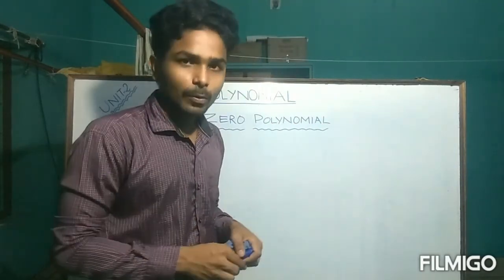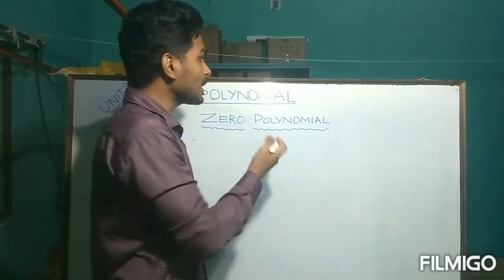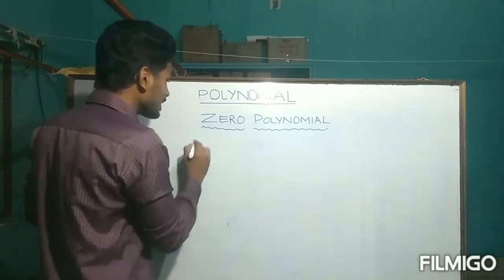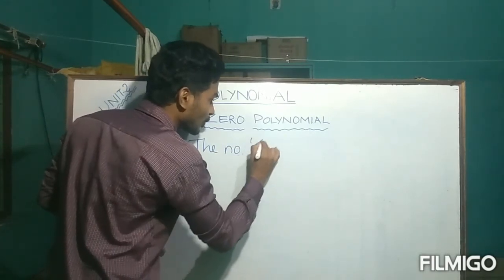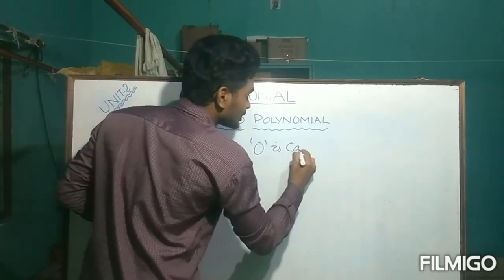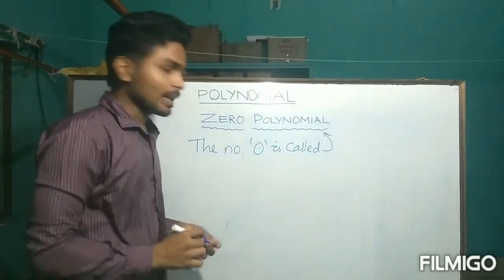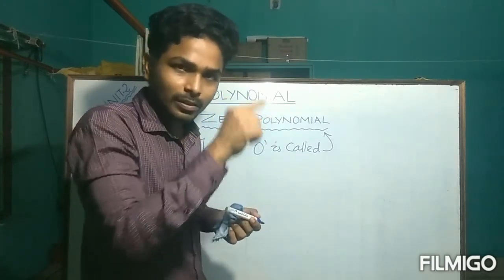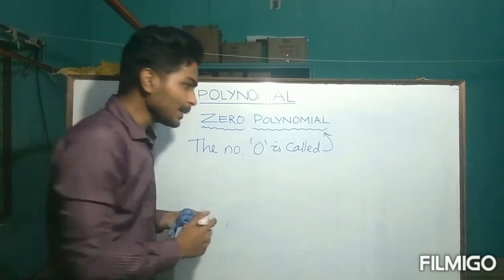Let us discuss a new polynomial, that is the zero polynomial. So what is a zero polynomial? The term zero polynomial means the number 0 is called the zero polynomial. In the set of integers, 0 is placed in the middle portion, and that 0 is known as the zero polynomial.